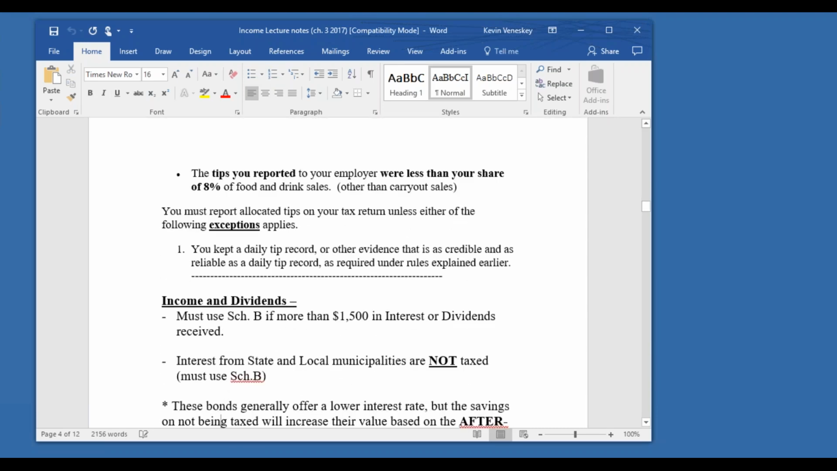The only way to get around that is if you can show the IRS that you have kept daily logs that say this is how much you got in tips every day, and you keep it very accurate. Then you could be able to fight that 8%. You say, hey, I had a bad day. Nobody was giving me tips. I shouldn't have an extra $30 added onto my income. I never earned it.